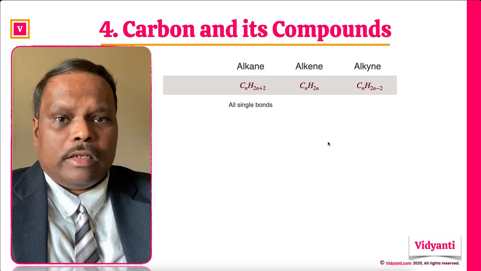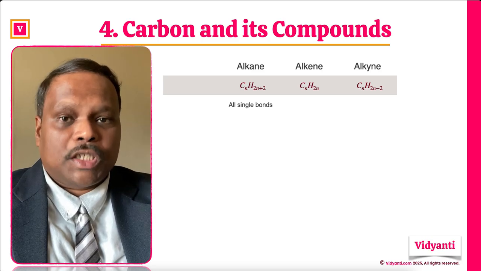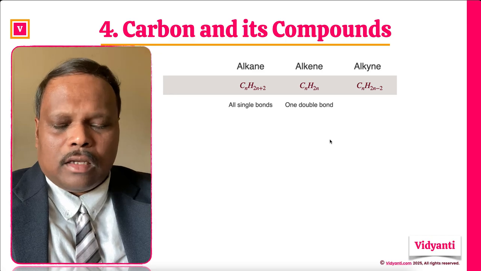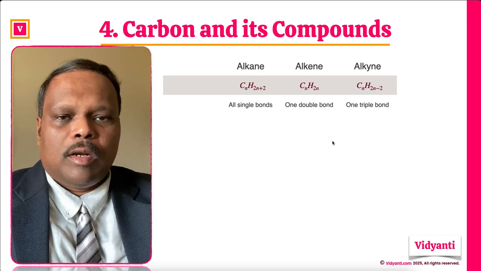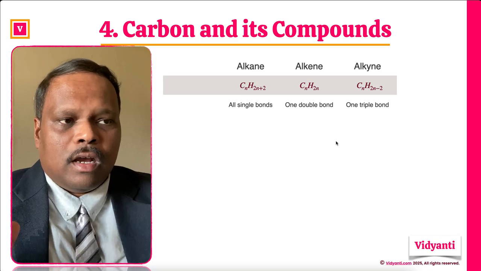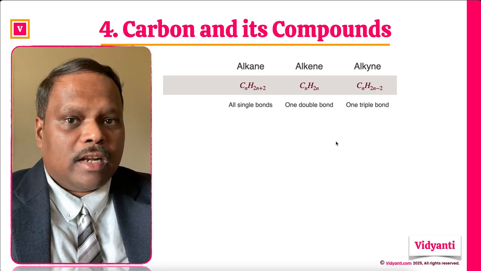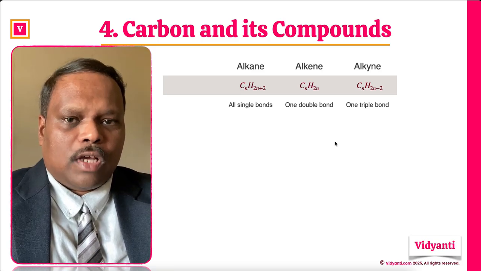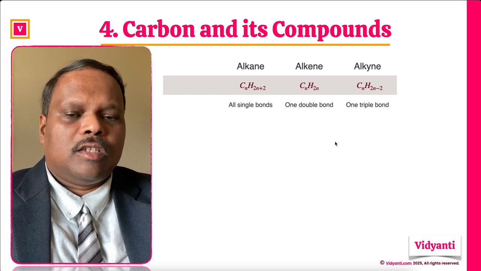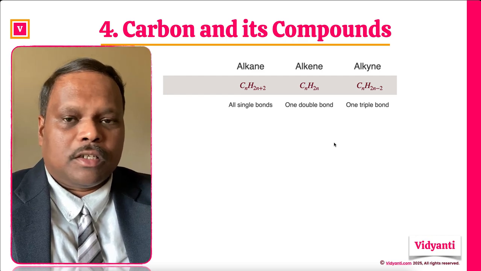Alkane, everything is single bond. There is no question of double or triple bonds. In alkene, there will be one double bond, and alkyne will have one triple bond. So always remember the sequence: alkane, alkene, and alkyne. Remember, these are generic names. Now we are going to see particular names when carbon atoms increase from 1 to, let's say, 6 or 7.